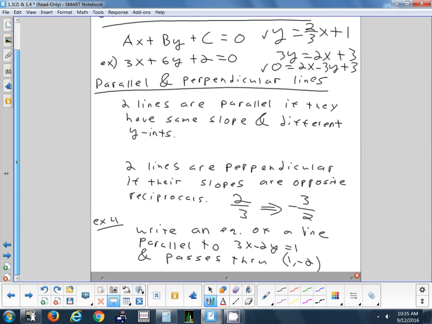So if I said to you, I have a line with a slope of 2/3, tell me the slope of the line perpendicular to it, it would be negative 3/2. You flip it and change the sign.